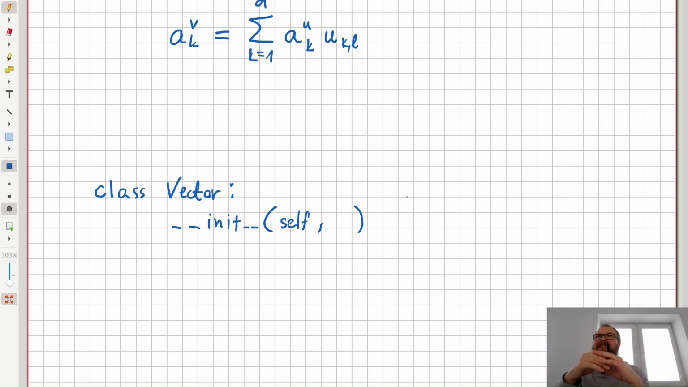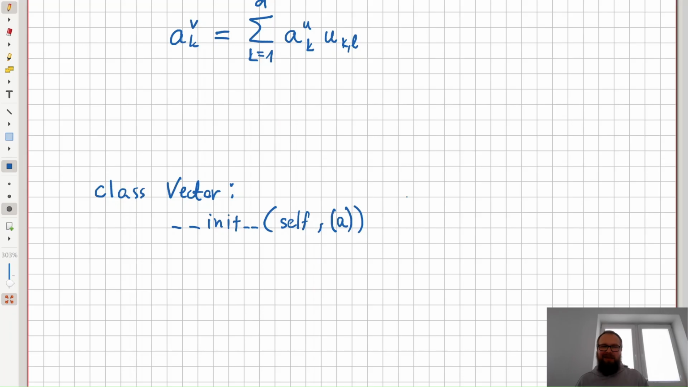We won't tell anyone what it is. They don't need to know. But for the purpose of implementation, let's choose some. And then to completely specify our vector, we just need to give the tuple of coordinates, right? So the argument would be some tuple of length d. Let's call it a. Okay, a tuple of some length d, whatever.